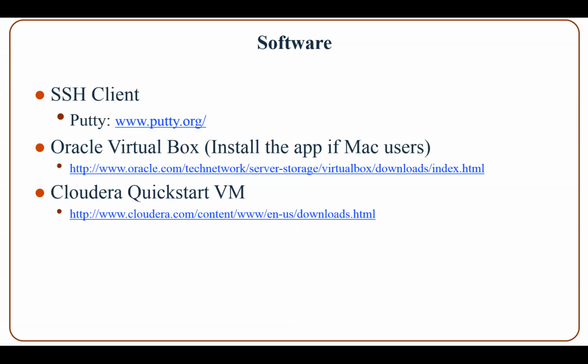In this video, I'll show you how to set up the virtual machine. Basically, we need a secure shell client, and you can go to www.putty.org to download PuTTY, which is a client for SSH. And the second one is the Oracle VirtualBox. You can also go to this link in oracle.com to download the Oracle VirtualBox.